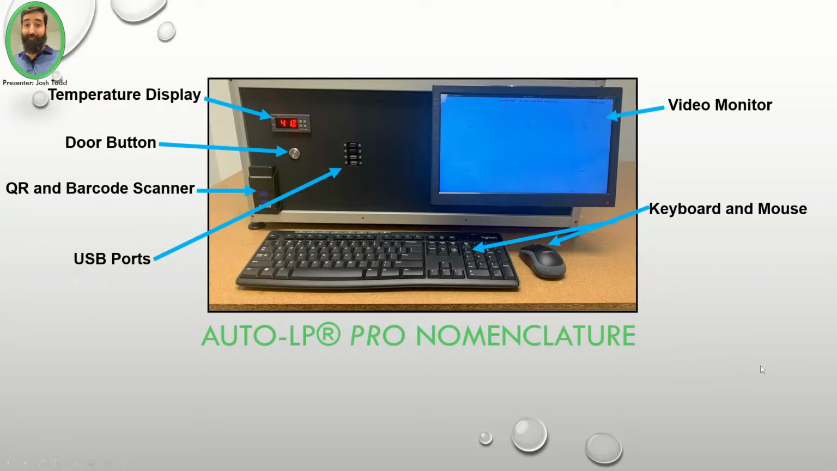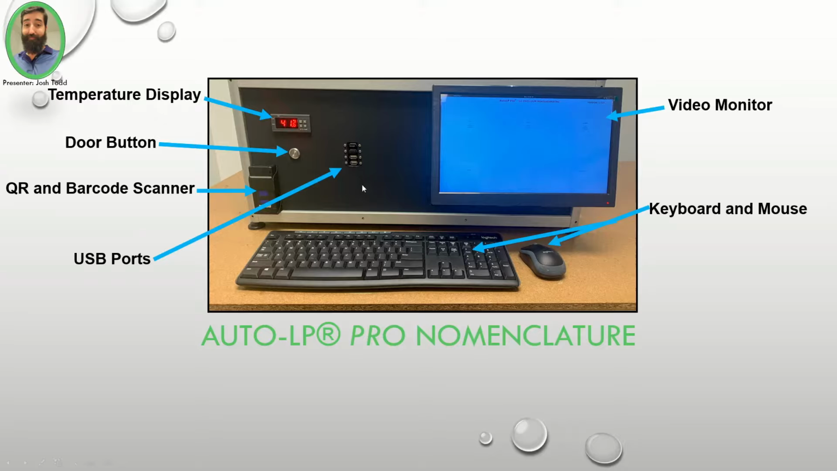On the front of the instrument, you'll see the temperature display, which can be adjusted. The door button also serves as a pause function on the AutoLP Pro. If you need to pause function in any manner, press this button. It will pause all functions and open the door. Directly below that is the QR and barcode scanner, used for scanning in the reagents.